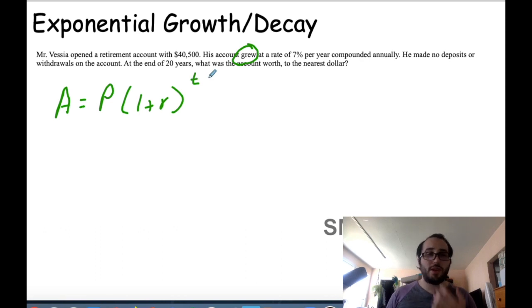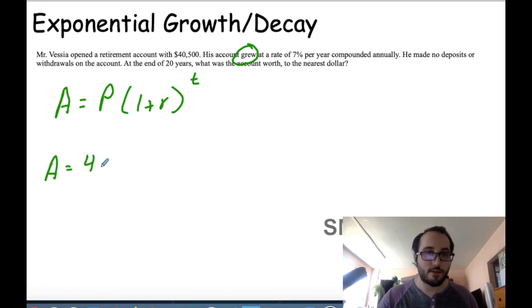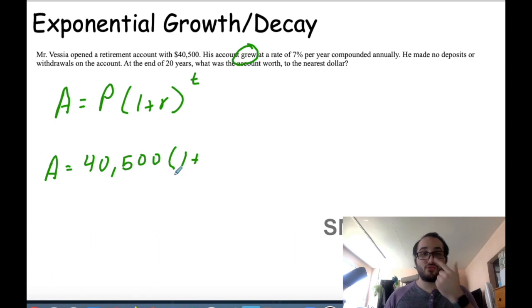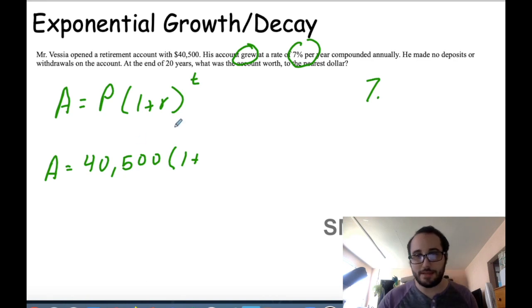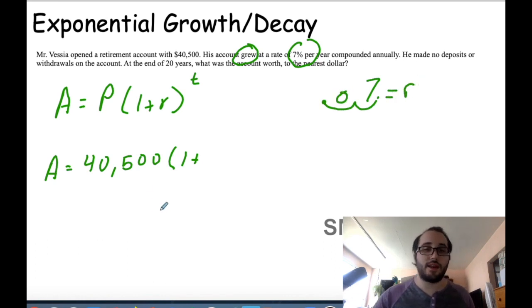And let's fill in what we know. The original amount of money that he put in the account was $40,500. That's our principal. Now the rate is that it's 7% each year, but you can't substitute in 7% because your rate has to be a decimal. So if we have 7% here, how do you make that a decimal? Yeah, just move the decimal place over to the left 2 spaces. So 0.07 is our rate.